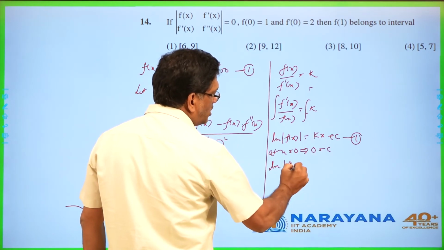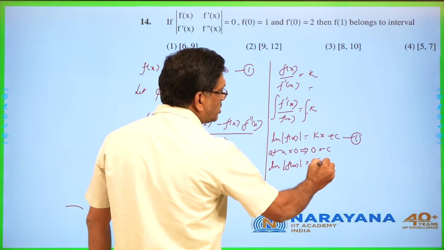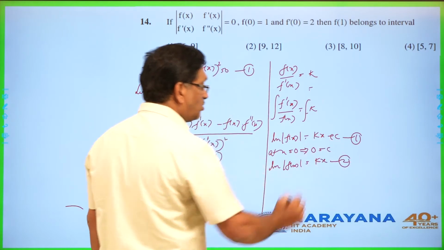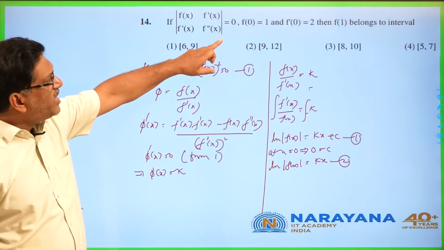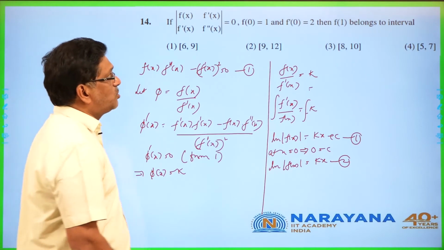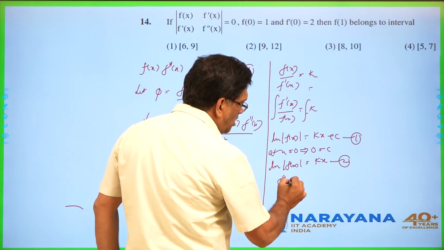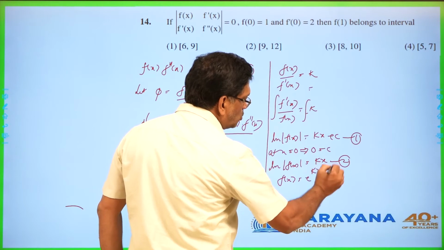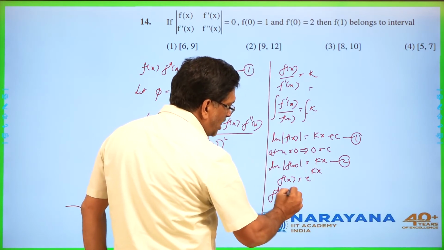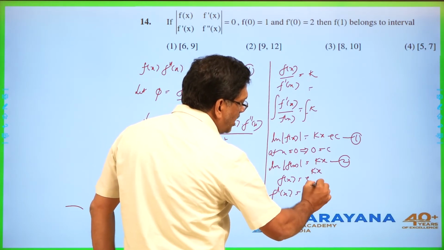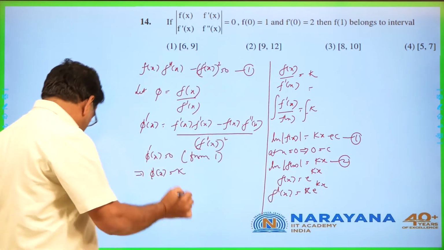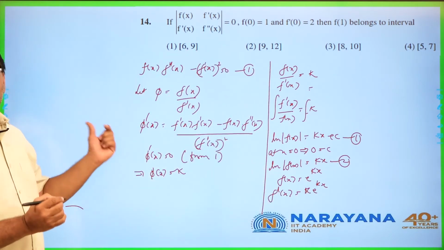In view of this, the function changes to e power kx. Still one more constant. To find one more constant, he has given f dash 0. So that is the reason f of x is equal to e power kx. f dash x is k into e power kx. Now I will write that solution just here.